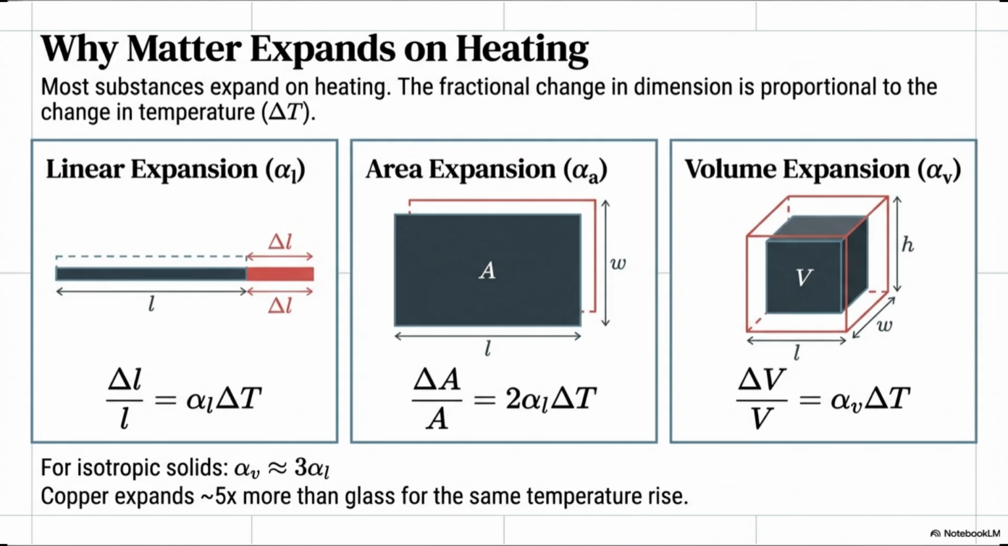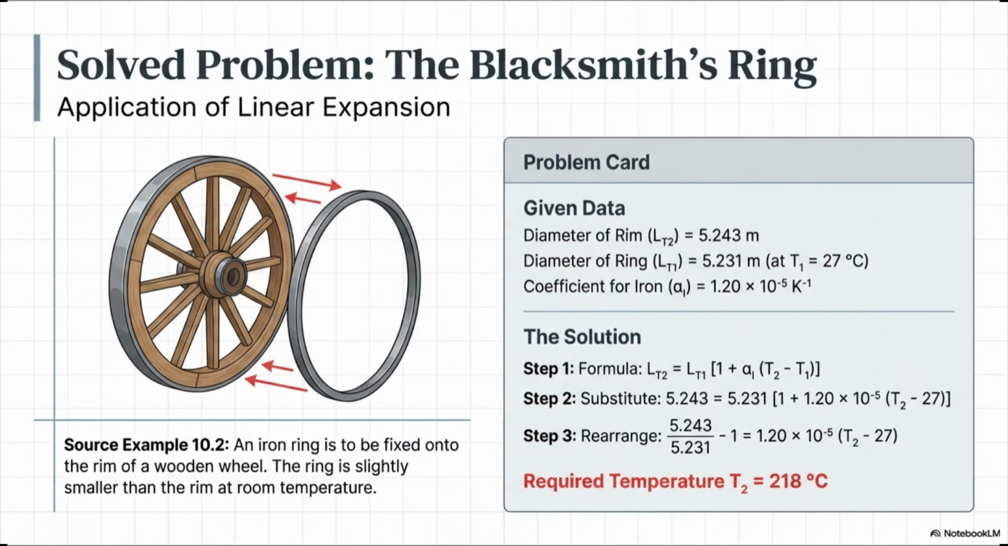Pretty clever, right? And this is a perfect example of a real-world physics problem. A blacksmith can't just guess how hot to make the ring. It's got to expand by a very specific amount to fit perfectly. So the question is, exactly how hot does that ring need to get? So how do we figure that out?